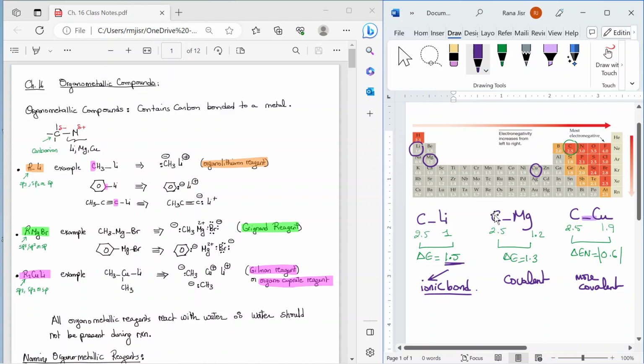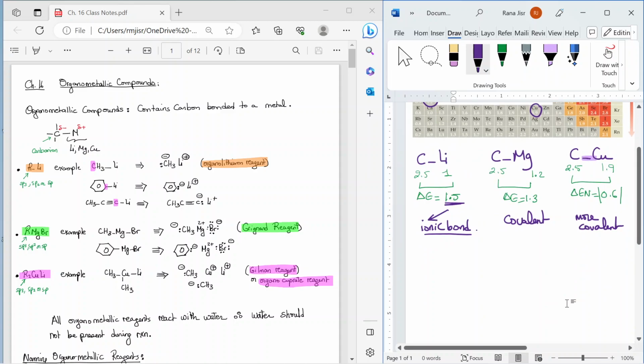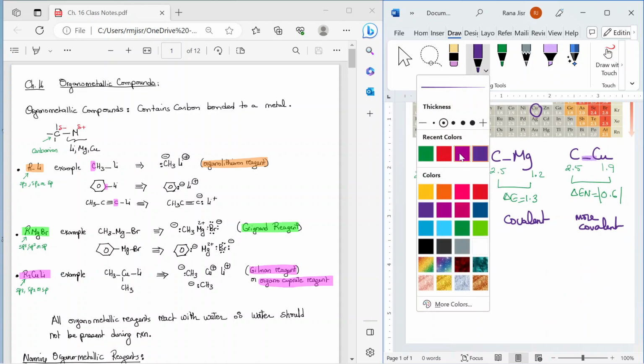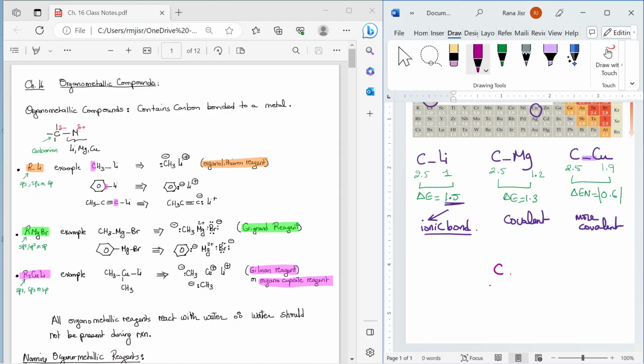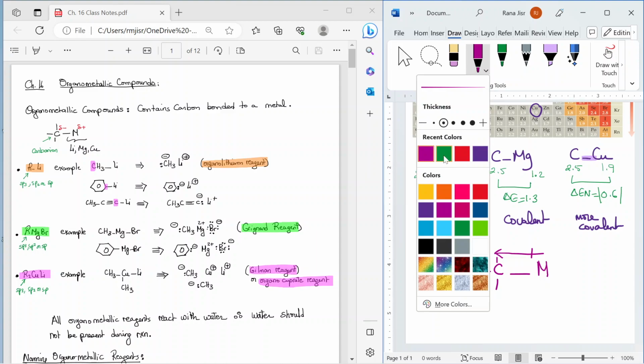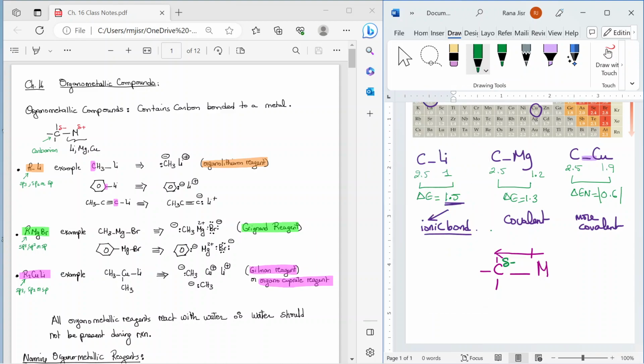Since carbon is more electronegative than any of the metals, if you want to draw the direction of polarization, because once you start the reactions it's very important to know the charge of the carbon, here I'm just going to call this a metal. All the metals are less electronegative than carbon. This means that the direction of polarization is towards the carbon. So this is going to make the carbon a partial negative charge.